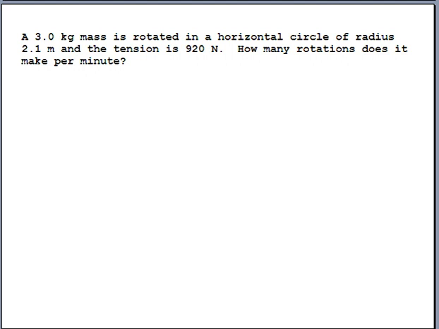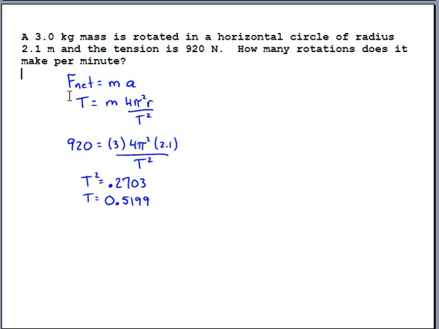Let's say you've got a 3 kilogram mass, and it's rotated in a nice little flat circle, and the radius is 2.1 meters. Now, down the road, maybe they might say, oh, the diameter is 4.2, right? But right now, they're just offering you the radius. That's great. And they're saying, oh yeah, the tension in the rope is 920 newtons. And they're wondering, how many rotations does it make per minute? This is kind of sounding like that whole RPM thing, right? How many can it do in a minute? Let's go and find the period first, and then we can find out how many it'll do in a minute.